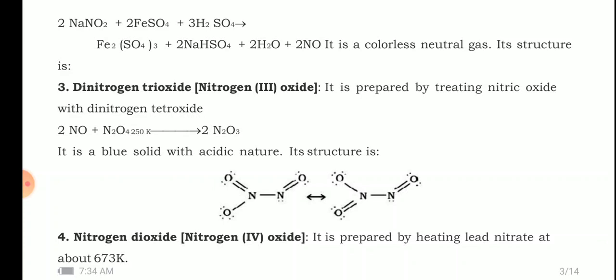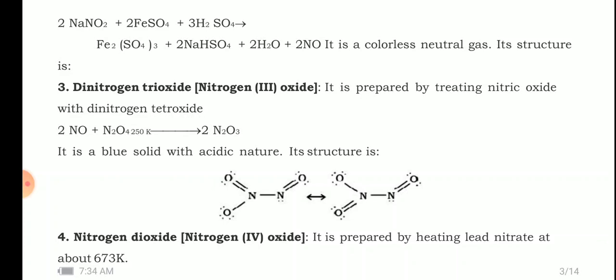Next, the third type of oxide of nitrogen is dinitrogen trioxide, nitrogen(III) oxide as we call it. It is prepared by treating nitric oxide with dinitrogen tetraoxide. So when nitric oxide is treated with N2O4 at a temperature of 250 Kelvin, it gives you N2O3. It is a blue solid with acidic nature, and you can see the Lewis dot structure on the screen.